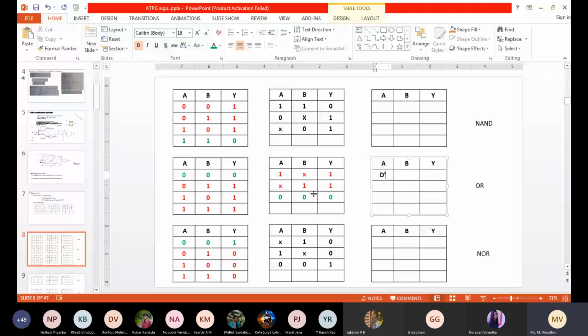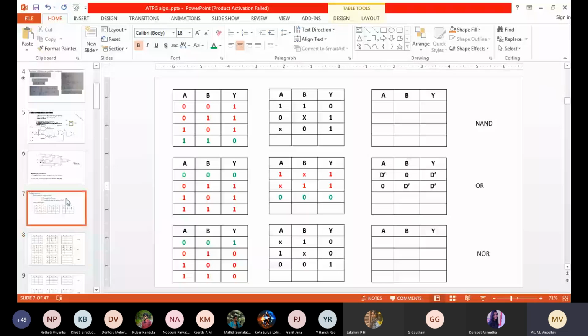0/x, 0. 0/1, D bar. Next, third and second, 0/x, 0, 0/1, D bar, 0/1, D bar. Is it clear now? Is it clear, students, now? Yes.